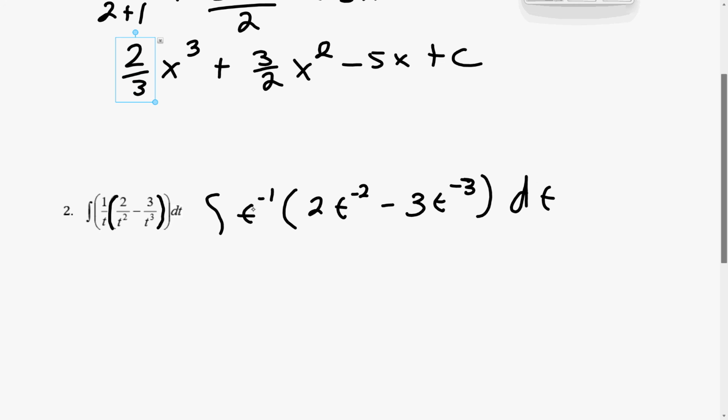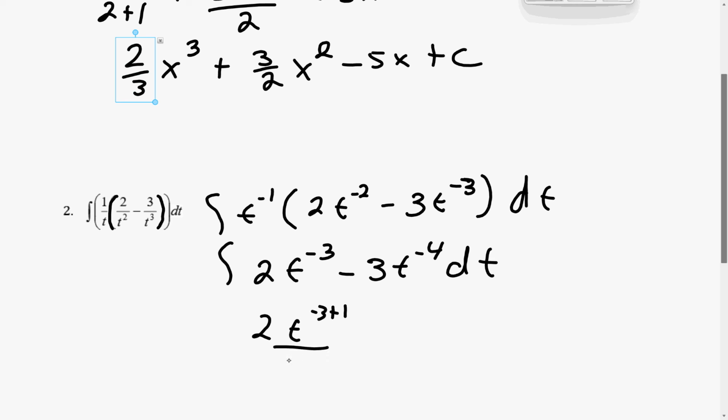I can distribute that t to the -1. So I'd have the integral of 2t to the -3 minus 3t to the -4. Correct? So, and then we can apply the integral of the power rule. Okay, so make sure you simplify it first till you get all separate terms, right, and nothing in the denominator, and then take the integral. -3 plus 1, so that'd be divided by -2. -4 plus 1, so that'd be divided by -3.